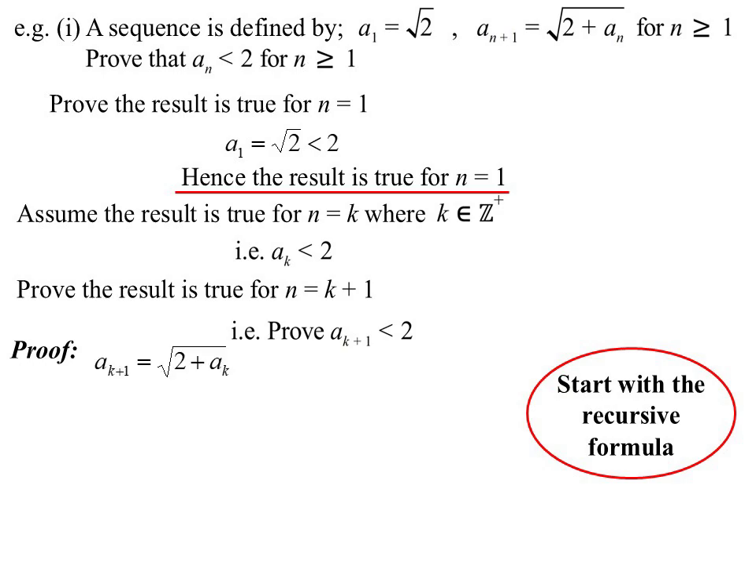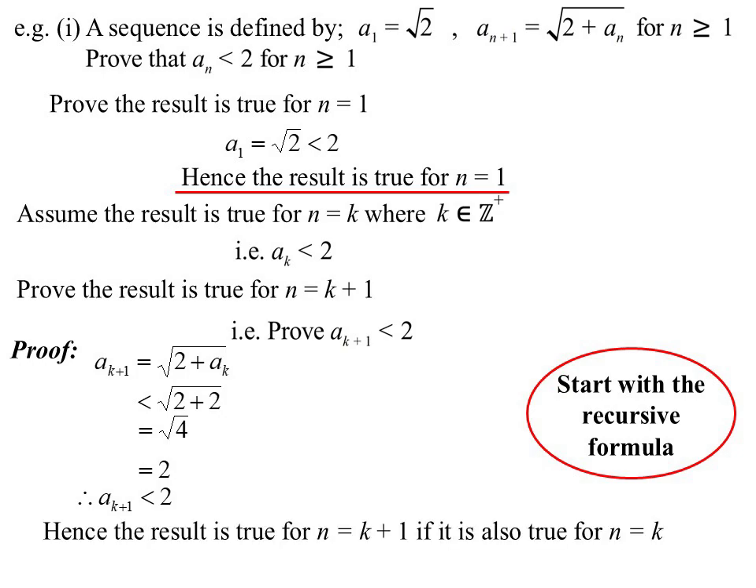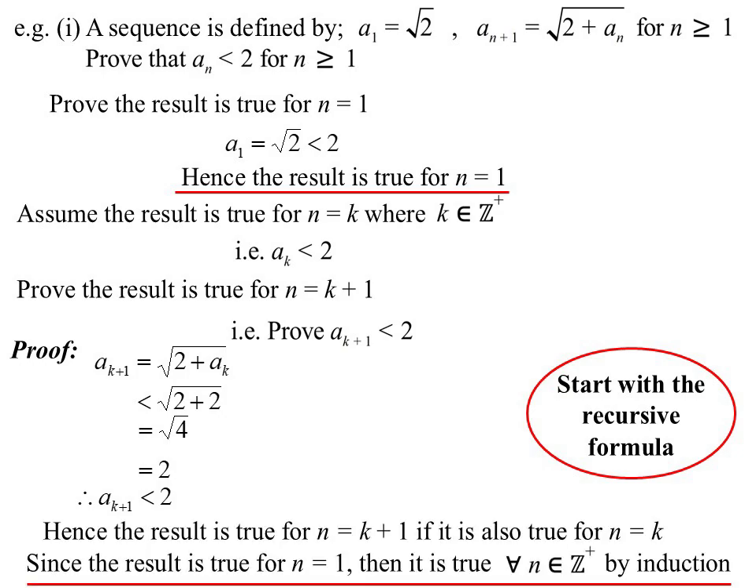Because I've been told that the k plus 1th term is the square root of 2 plus the previous term, which I've assumed is less than 2. Therefore this must be less than the square root of 2 plus 2. 2 plus 2 is 4, square root of 4 is 2. So yes, the next term is less than 2 as well. True for k plus 1 if it's true for k, hence it's true for all positive integers.